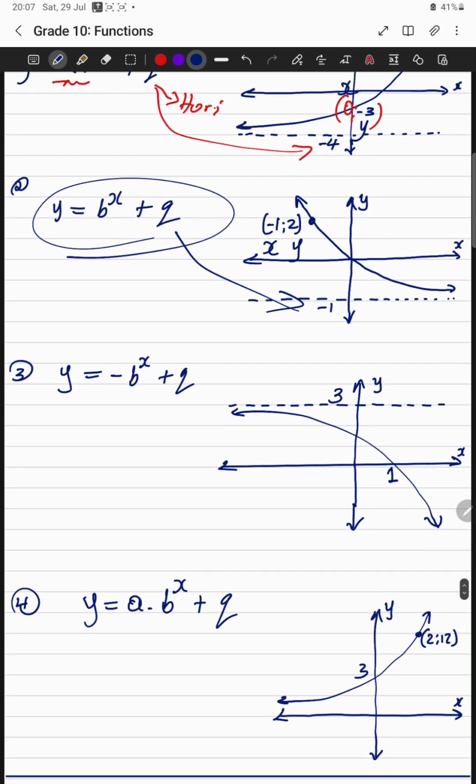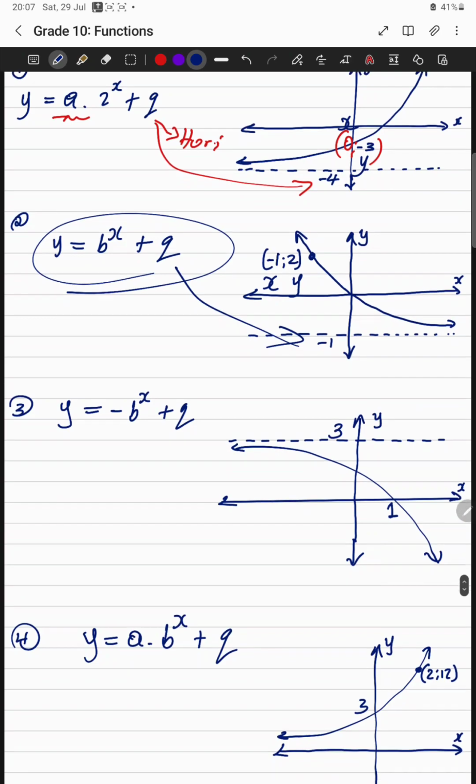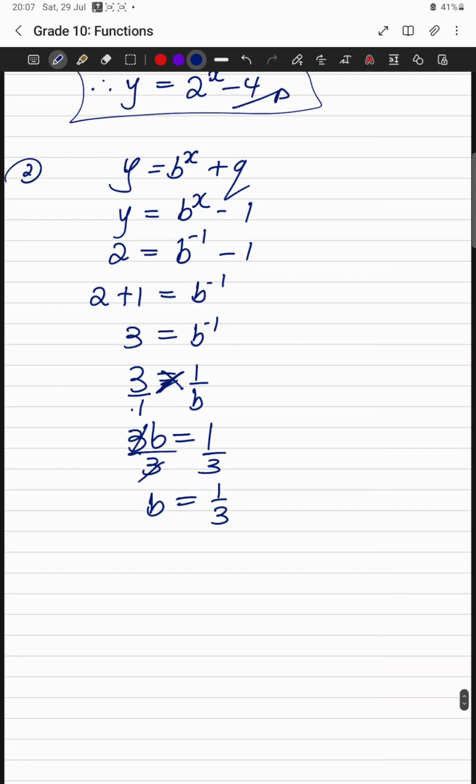Let's also look at the shape. For example, if b is less than 1 but bigger than 0, for example, if it is 1 over 2, 1 over 3, 1 over 4, this must be the shape.